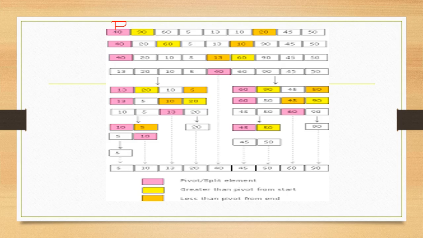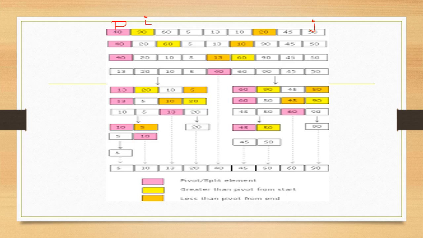Here I have taken 40 as the pivot element, that is the starting value, and then I have to initialize the values of i and j. The immediate element next to the pivot is taken as the i value and the last element in my list is taken as the j value. I have to repeat the process. The steps I have to repeat are: increment the value of i until the value in that position is greater than the pivot, and decrement the value of j until I find an element which is less than the pivot.